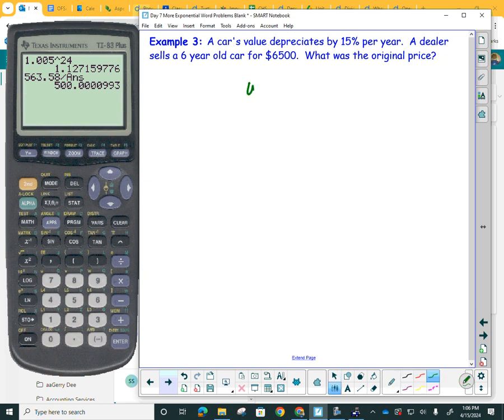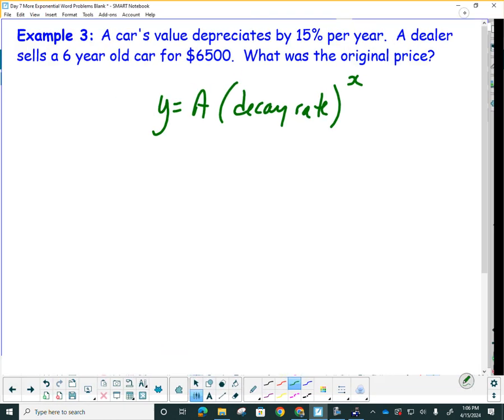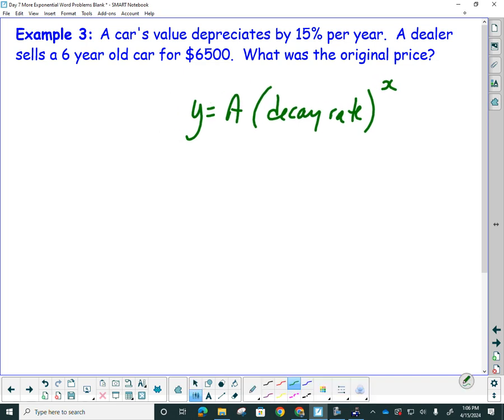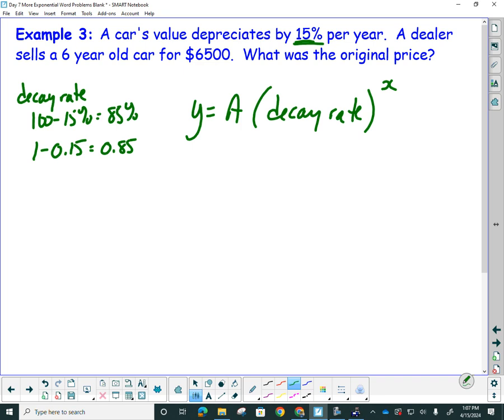So this time the formula is going to be y equals a, and this is going to be a decay rate, still to the power of x. So you want to figure out how many times we're doing this. So looking at this, it depreciates by 15%. So this time the decay rate is your 100% minus the 15%, which is 85%. You might do this as 1 minus 0.15 to get the 0.85. All right, so that's your decay rate.